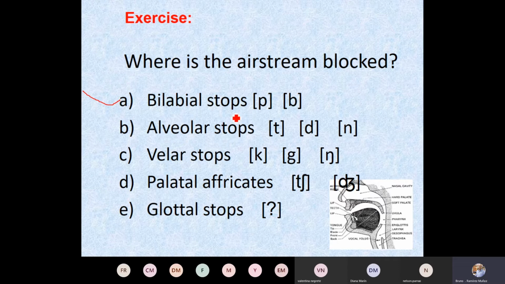Where is the airstream blocked when you produce alveolar stops or alveolar plosives? Or velar plosives? How do you feel about this question? Is it difficult for you? The tongue is in the alveolar ridge. Perfect. The tongue is in the alveolar ridge.